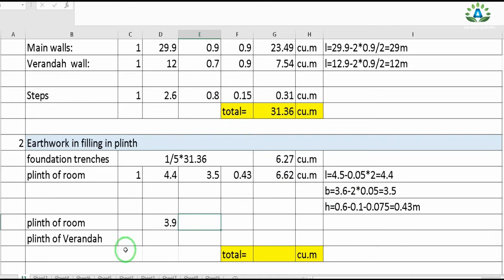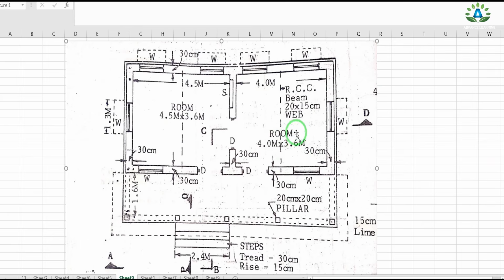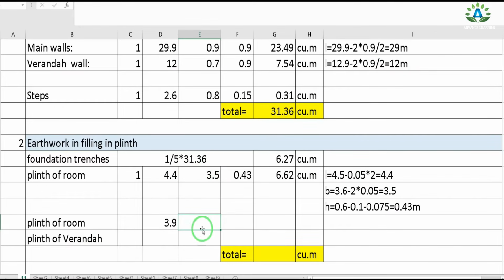And we have this width of this room 3.6 meter. So we need to subtract 0.05 on this side as well as from this side. So we get 3.5 meter. That is same as this process. And we have only one number of this room, and the height is also same. That is, we have to reduce the 10 centimeter brick soling and 7.5 centimeter LC.